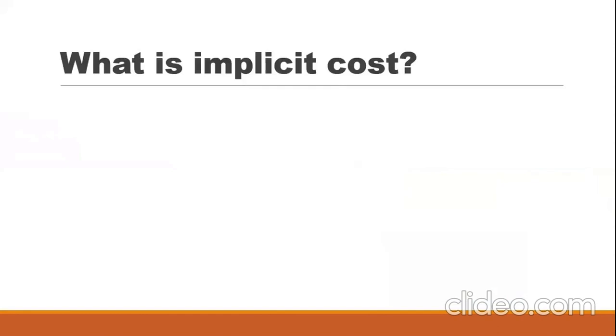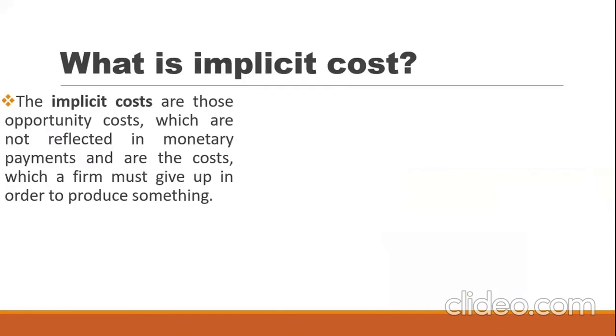Now let's look at what is implicit cost. Implicit costs are those opportunity costs which are not reflected in monetary payments, the costs which a firm must give up in order to produce something. So implicit costs are opportunity costs.